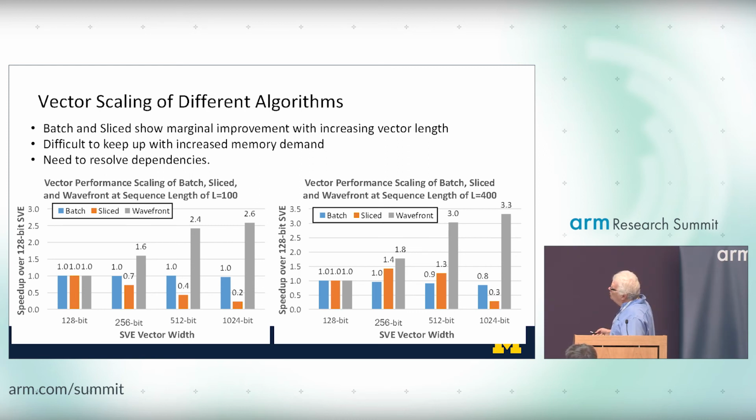And as we grow, interestingly enough, the slice starts to fall off as you increase the vector size. The wavefront continues to show improved performance as you get a wider vector. And then over here, similar performance. This time, instead of the query sequence being 100, it's 400. So you can see that the graph goes maybe 30% higher.